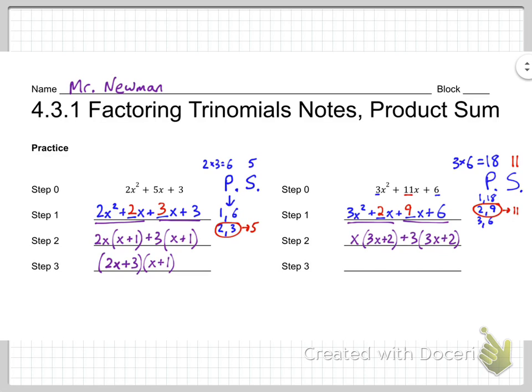Also notice if you wrote the 9 first and then the 2, that's fine. You just got these in a different order, but you should get the same final answer. Maybe just switched, the 2 sets of parentheses, the order is switched.